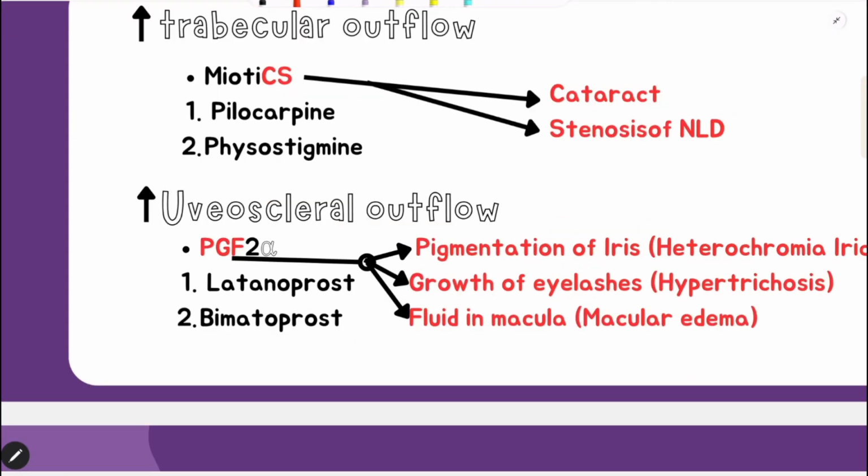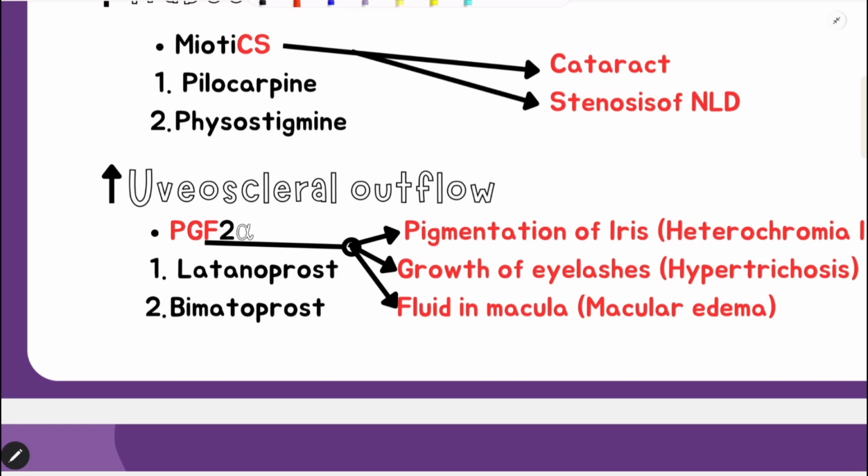And the second method is increasing uveoscleral outflow. Our uveoscleral drainage system contains prostaglandin receptors, and if we stimulate the prostaglandin receptors there, that will increase the drainage of the uveoscleral canal. And the drugs in this group are latanoprost and bimatoprost.